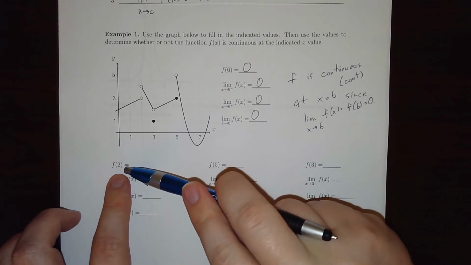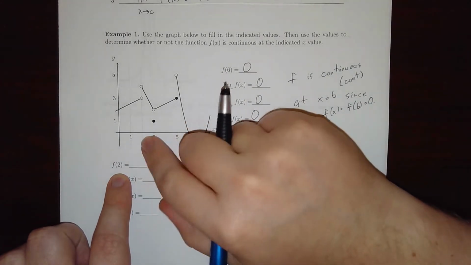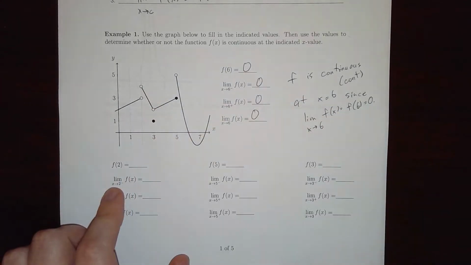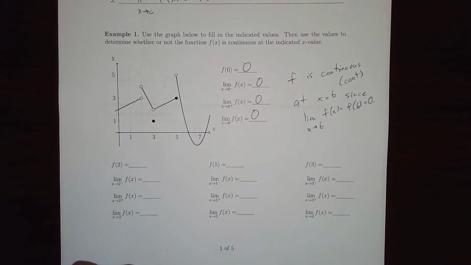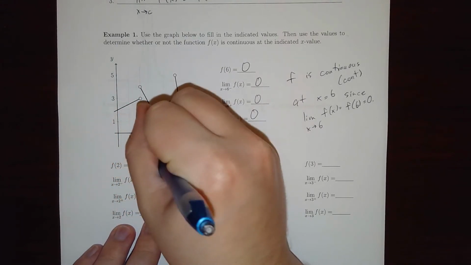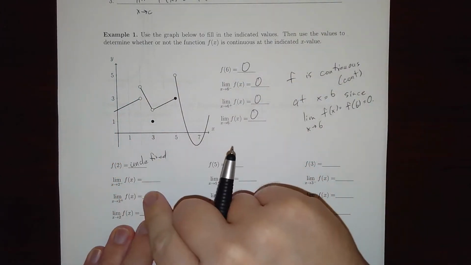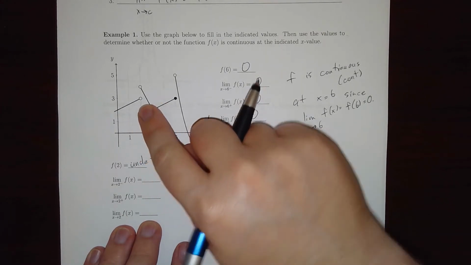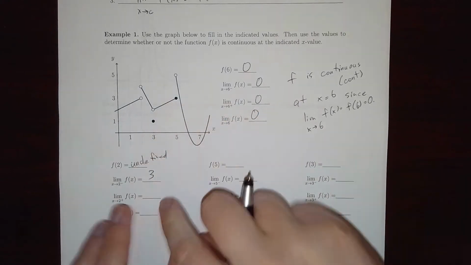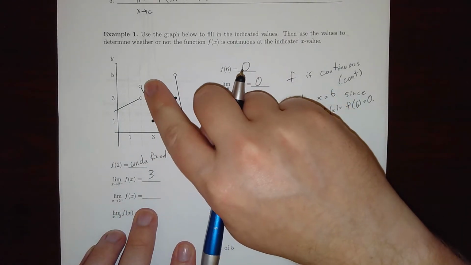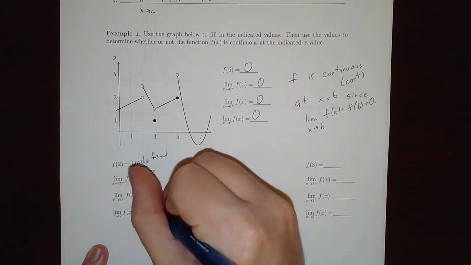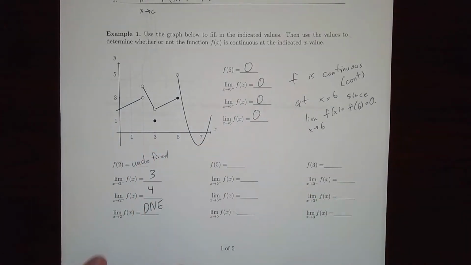So if we looked at f of 2, well, here when we look at 2 on the x-axis, the function isn't actually defined anywhere. So here we say that we are undefined. If we look at the limit as x approaches 2 from the left, it looks as though the y values are going to 3. But when we look from the right, it looks as though the y values are going to 4. And so we'd say the overall limit, because those are different, does not exist.